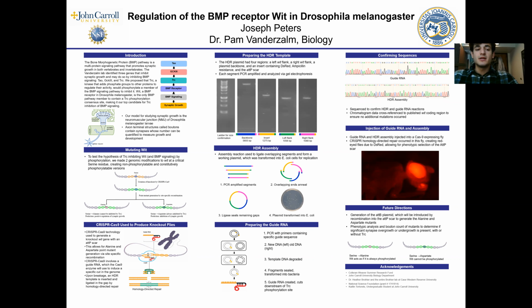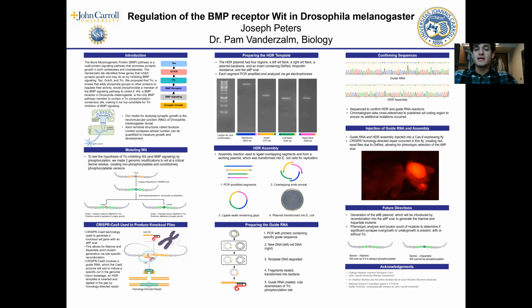CRISPR-Cas9 is essentially a cut and paste mechanism. We make a guide RNA that complexes with the Cas9 enzyme, telling it exactly where to cut in the fly DNA. Then, in homology-directed repair, a piece of DNA that we make, which is called a homology-directed repair template, is pasted into the cut. This piece of DNA is what contains the @P scar.